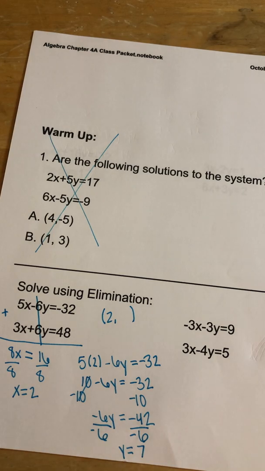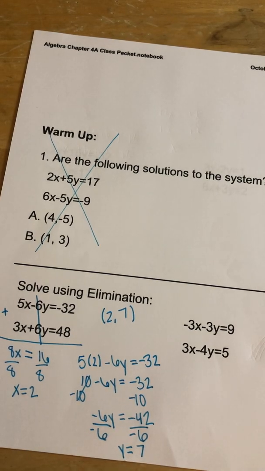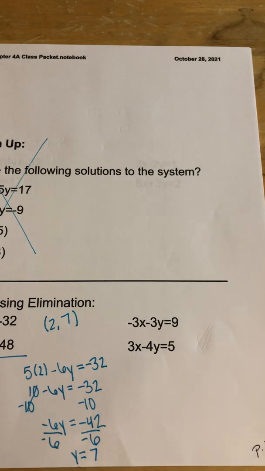So, that is the point where they intersect, (2, 7). So there's my answer for the first one using the method of elimination. Okay, so let's go on to the one right beside it.